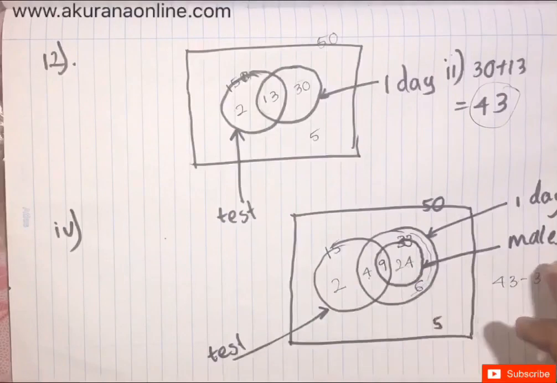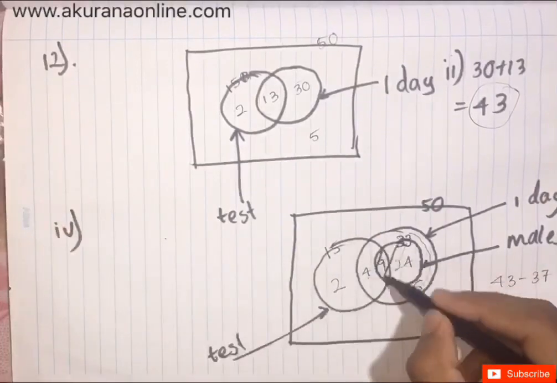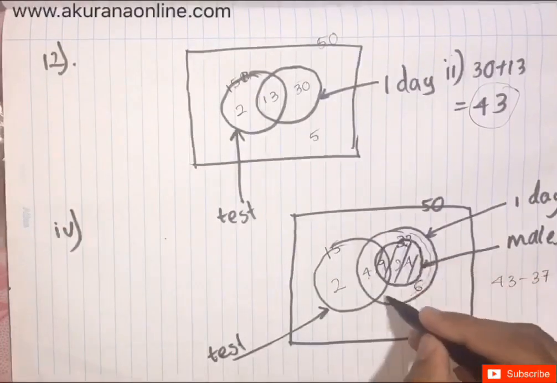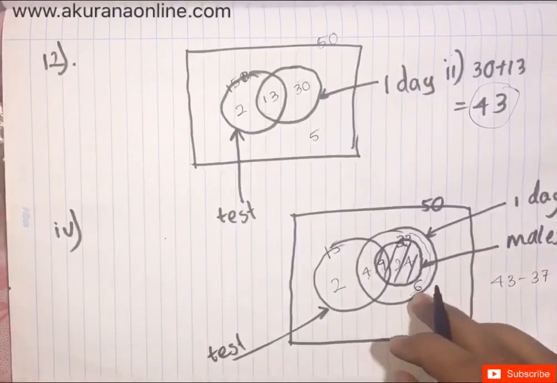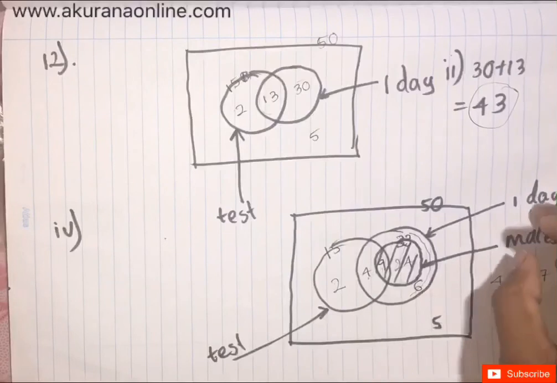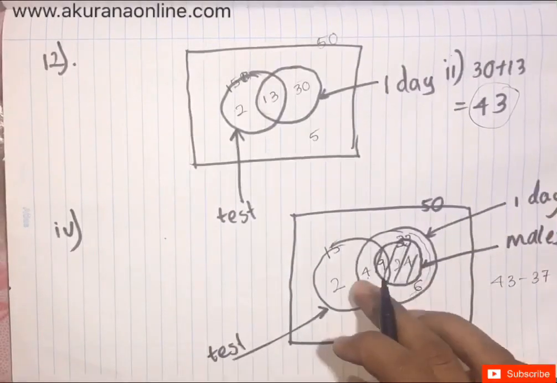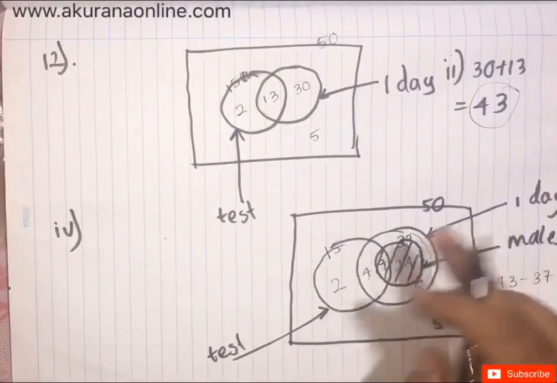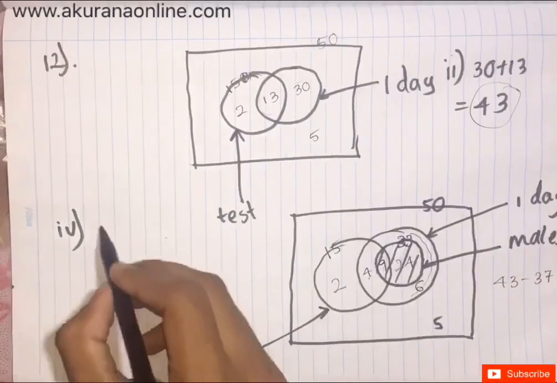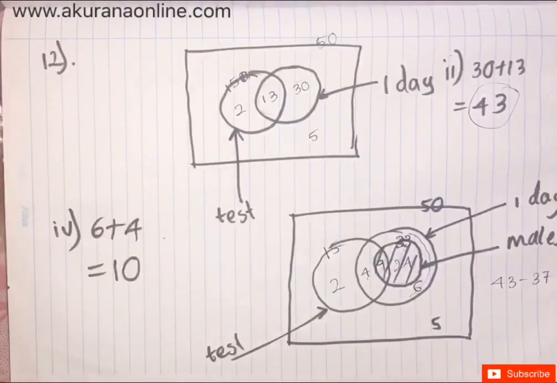Sorry, without the male part, without taking this part, you have to take this 6. Why? That is the part where it does not belong to males, so in that case it is the females, and also it is under one day. And also you have to take this 4. That part, the 4, does not belong to males, and it also belongs to both one day and test. Therefore, in order to find the total, you have to take 6 plus 4. Total will be equal to 10.